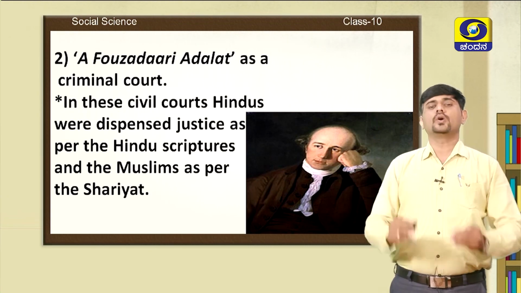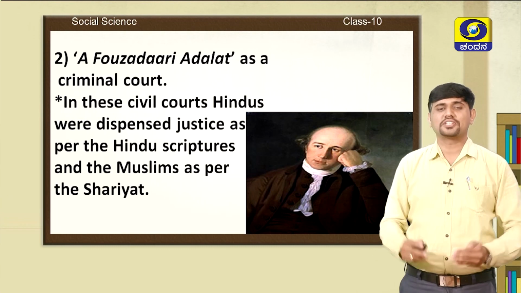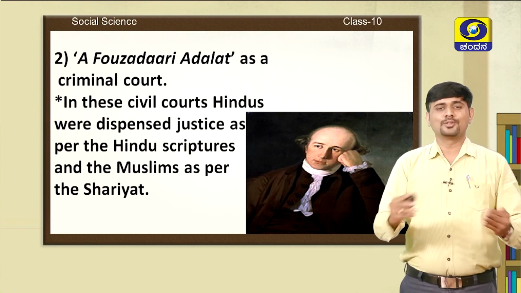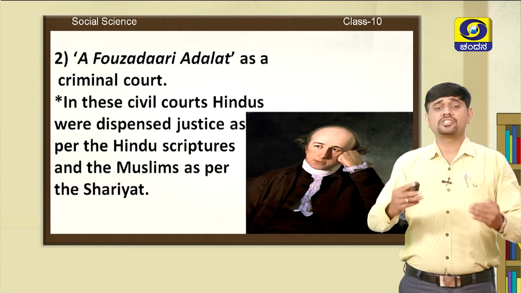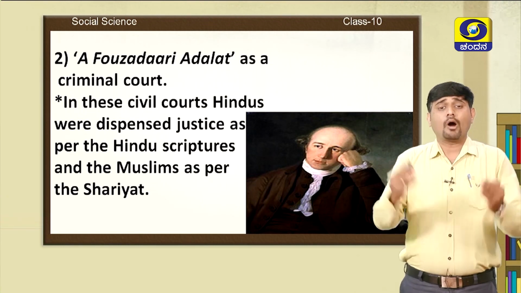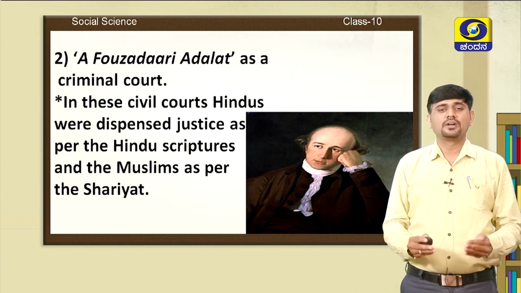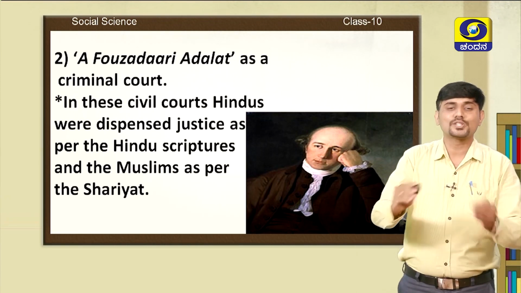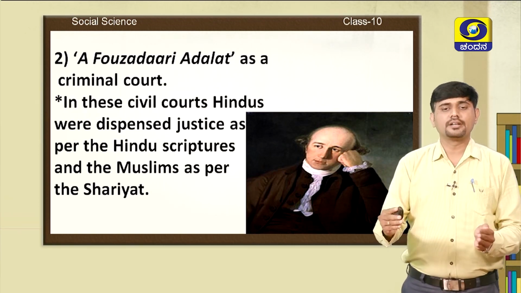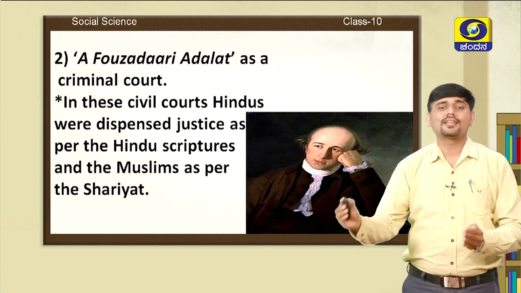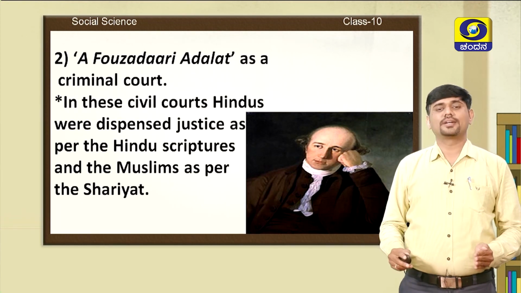In these courts, the Hindus were dispensed justice as per the Hindu scriptures. For example, according to Hindu scriptures like the Mahabharata, Karma theory, Upanishads and Bhagavad Gita, the capital punishments were dispensed to the Hindus. Whereas for Muslims, the punishments were given as per the Shariat law of Islam.